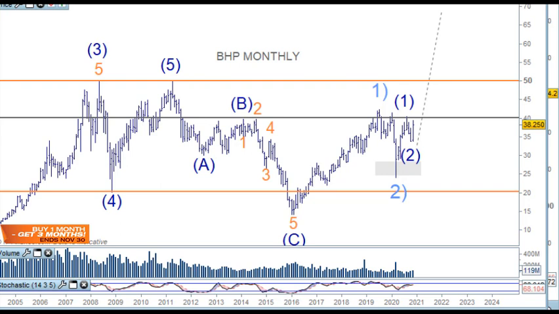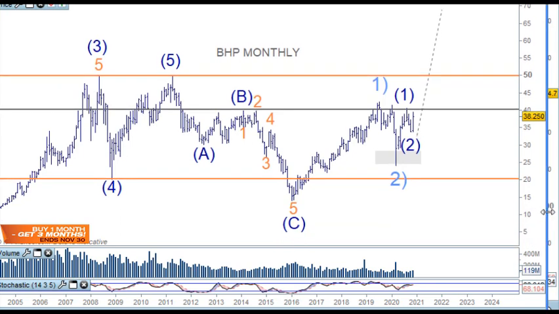So yesterday we were talking about the long-term commodity cycle for BHP, and that we would start looking at some of the commodities within that space. So we're going to have a look at copper today, and just quickly compare it to BHP here.